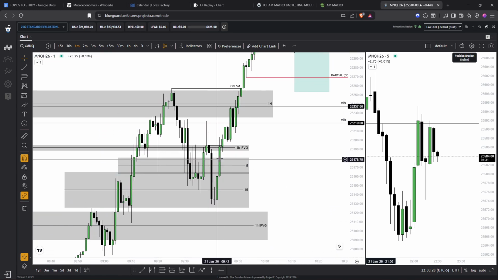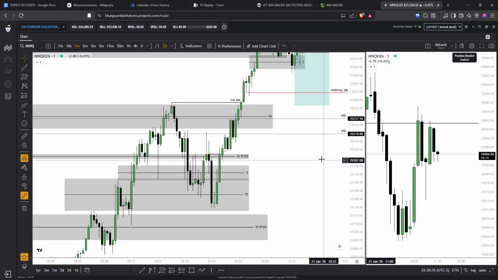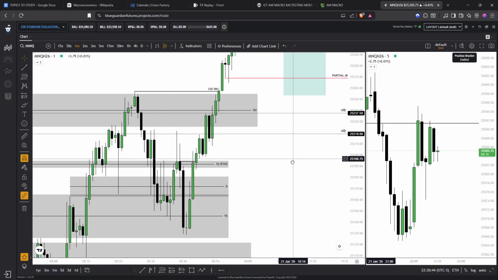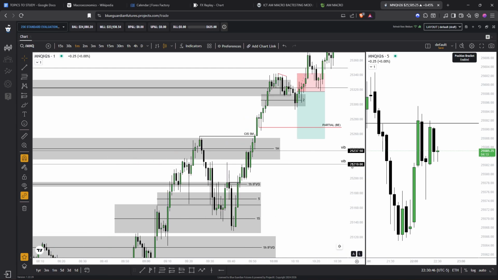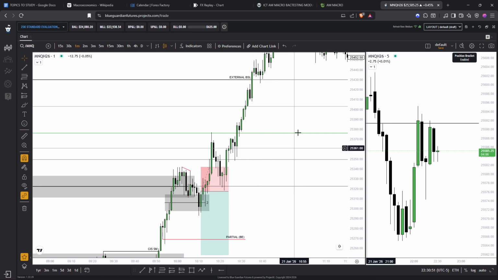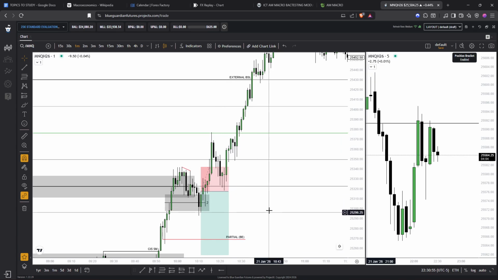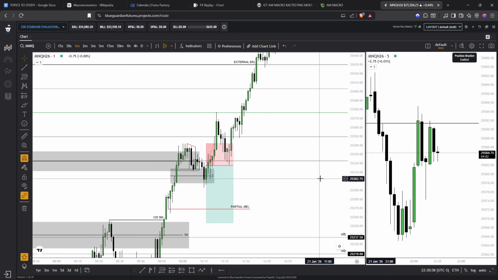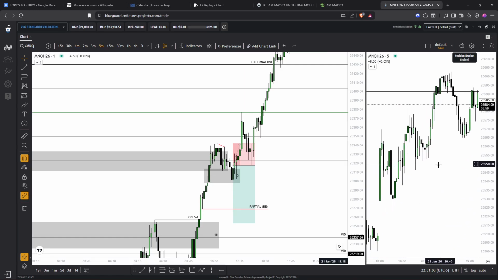I could have entered here, just because it was not for macro, I don't think it would have mattered that much. Some people entered here as well, expecting the 1 minute shorter bullish order block. That was the overall trade. And this range is the consequent encroachment of the daily week, which I just reacted from. So that was the overall outcome of this trade.